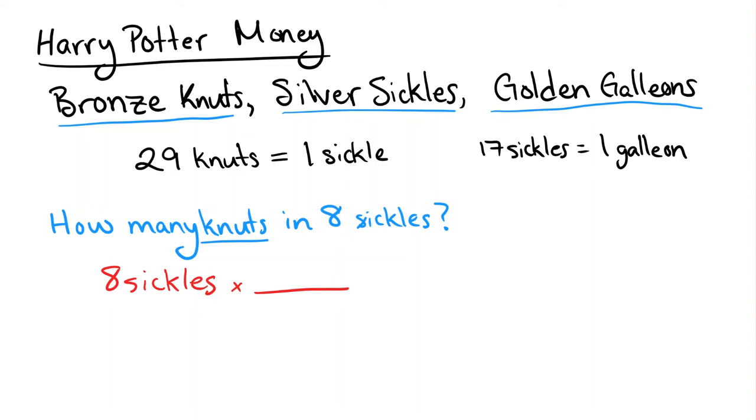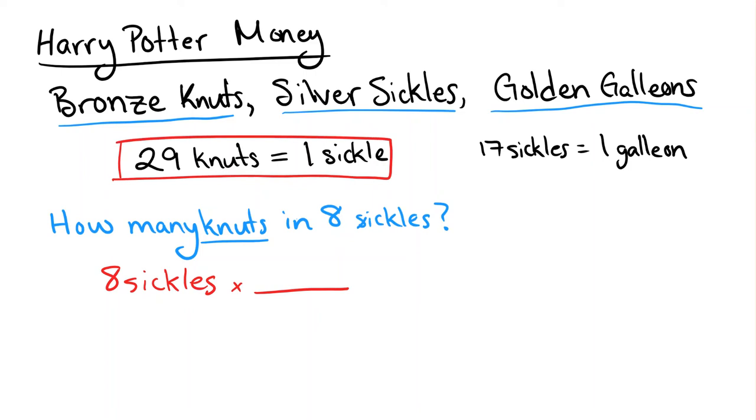Now, the conversion factor is 2 things related to each other, but you write it as a fraction, okay? So if we want to turn sickles into knuts, we want to know how many knuts are in 8 sickles. So we need a relationship between knuts and sickles. How many knuts are in how many sickles? Do we have a relationship? We certainly do. We've got 29 knuts in 1 sickle.